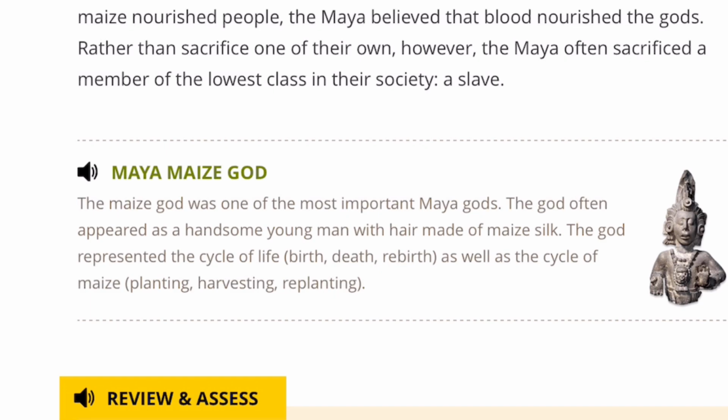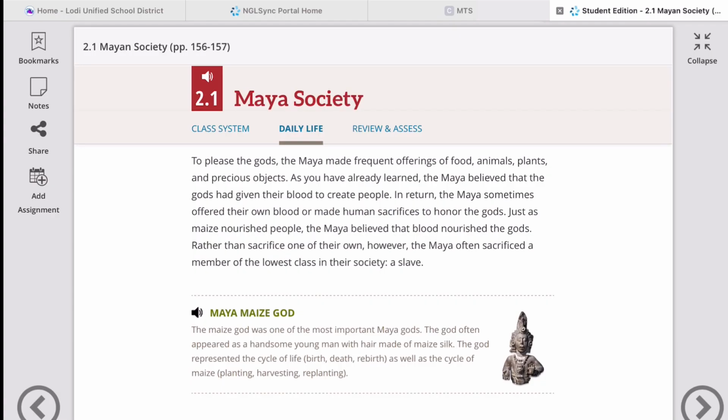So the god often appeared as a handsome young man with hair made of maize silk. So the god represented the cycle of life. So birth, death, rebirth, as well as the cycle of maize: planting, harvesting, and replanting. Like in the movie Lion King, it's the circle of life. Okay, so to please their gods, of course, they have to make some sacrifices, some offerings. So sometimes they offer food, animals, plants, and other precious objects.